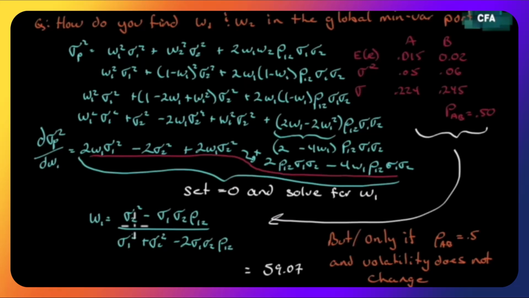So our variance 2 squared, we see variance 2 is over here, 0.06. So you'd put 0.06 in squared, minus, you just put in the terms and solve, and you'll get 59.07%, 0.5907. So the weighting on W1 would be 0.5907, and 1 minus W1 would be 1 minus 0.5907, or 40.93. So if we weight asset A by 0.5907 and B by the difference, we would arrive at the global minimum variance portfolio for these two assets.